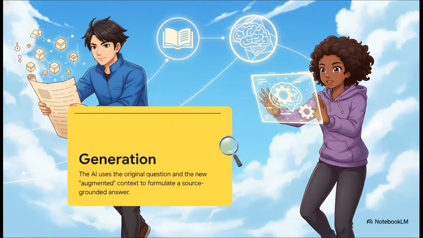And that brings us to the grand finale, generation. The large language model now has everything it needs. It has your original question, and it has this rich, new context that we just handed it on a silver platter. Now it can use its incredible reasoning skills to put it all together and give you a detailed, accurate answer that's actually grounded in your own documents.